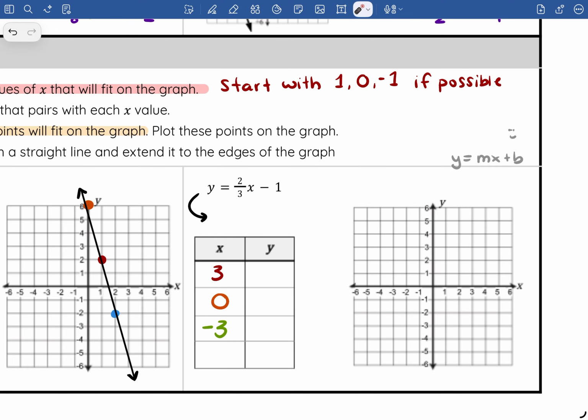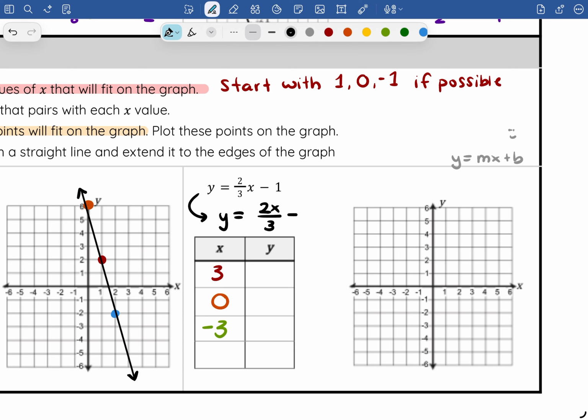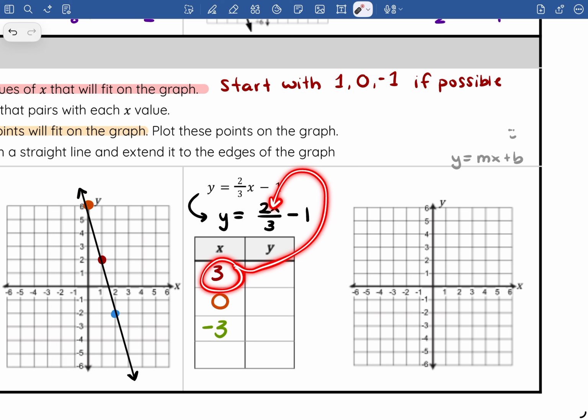That being said, when we're actually putting values into the equation, it's easiest if we consider that x is on the top of the fraction instead of beside it. So I usually like to rewrite it so that we have y equals 2x over 3 minus 1. This way, when we put our value into the equation, what we have is 2 times 3 for this first one, and we're following BEDMAS.